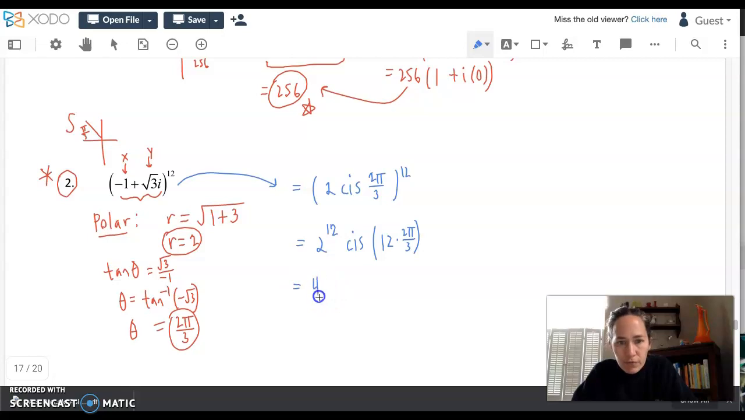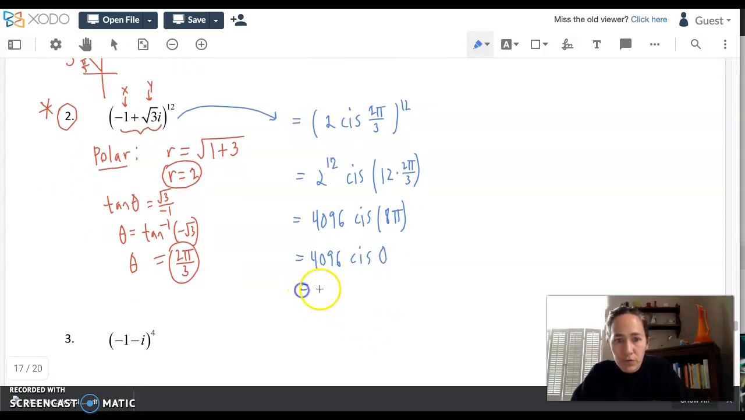So 2 to the 12th is 4096. Cosine plus i sine. This will be 8 pi, right? 12 over 3 is 4, times 2 pi is 8 pi, which coincidentally is coterminal to 4 pi, 2 pi, and 0, kind of like the last one. So this one ends up just being a real number answer again. It's the same as 4096 cosine plus i sine of 0, which if you converted to rectangular form would just give you 4096. You're out that far on the x-axis.